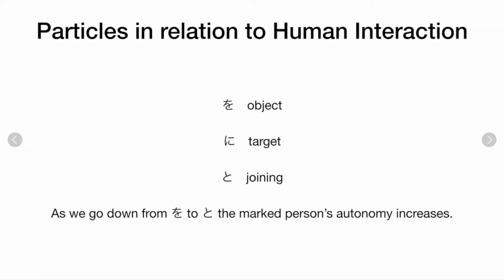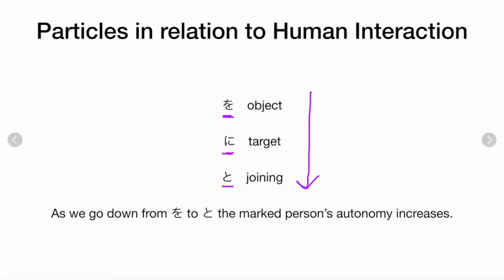Here's a really interesting concept, and this is particles in relation to human interaction. So we know o, we know ni, and we know to. As we move down this way, the person that you're marking with this, their autonomy in the sentence increases, right? So o is an object marker. That means the verb is just done to it. Ni is a target marker. So there's some involvement of the target with the action.